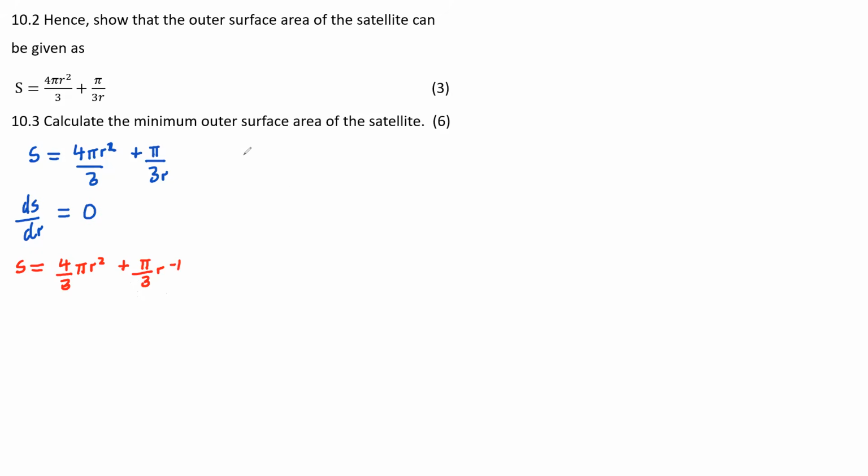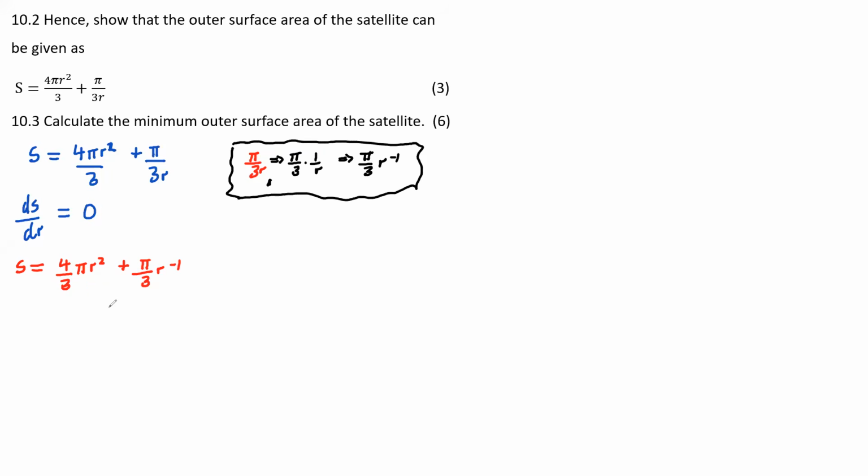I will say, how did you do that? What do you mean like this? Let me show you basics. Simple, right there. Pi over 3r is as good as saying pi over 3 times 1 over r, which is basically pi over 3 r to the power negative 1, which is what I have here. Okay, so that would be a side note to remember. So 4 over 3 pi r squared plus pi over 3 r to the power negative 1.